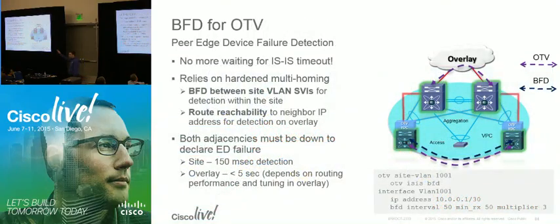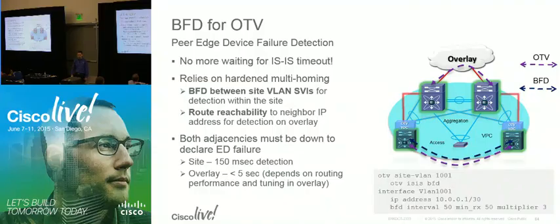BFD for OTV. Who uses OTV? Got a few hands. Very good. So for OTV, what we've introduced is the ability to detect a failure between two authoritative edge devices. With OTV, we use dual or hardened multi-homing. We have OTV peering on the overlay, and we have OTV peering on the site VLAN. On the site VLAN, we can detect in sub 150 milliseconds. We use BFD for that.